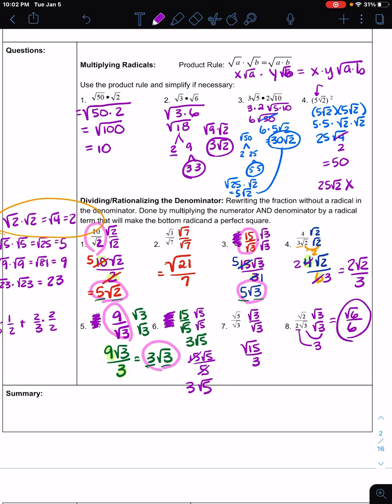So just be careful with multiplying. Remember, you can multiply ones that are outside together, ones that are inside the radicals together. And then when you divide, you've got to keep that radical out of the denominator. That's the most important part. Ones like 1, 3, 5, 6, those are the most important ones that we're going to do.